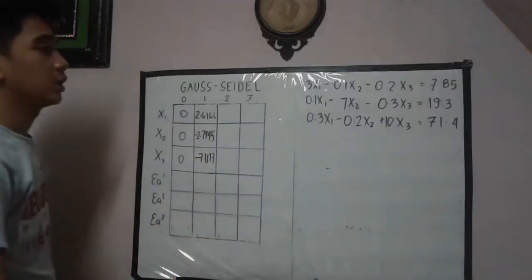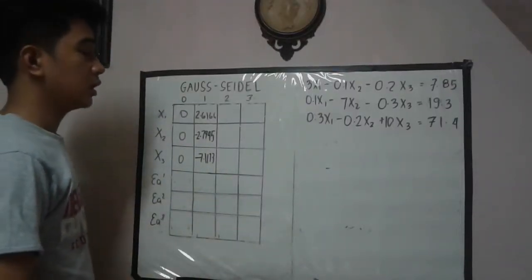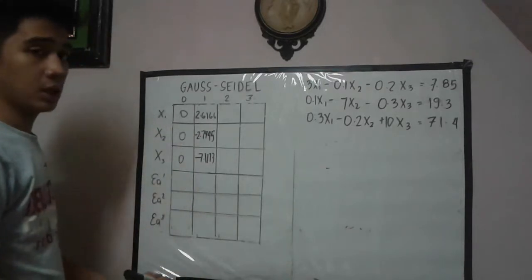This lesson is the Gauss-Seidel method. The first step in solving using Gauss-Seidel is to determine if your equation is convergent.